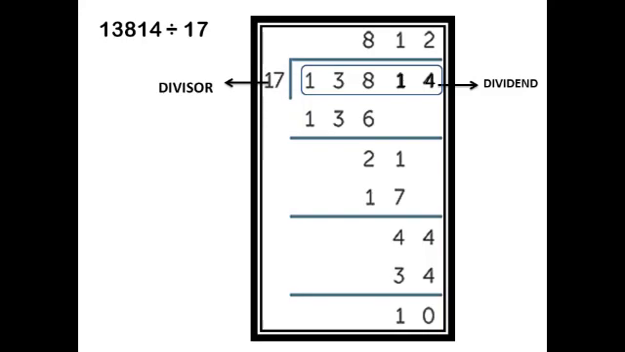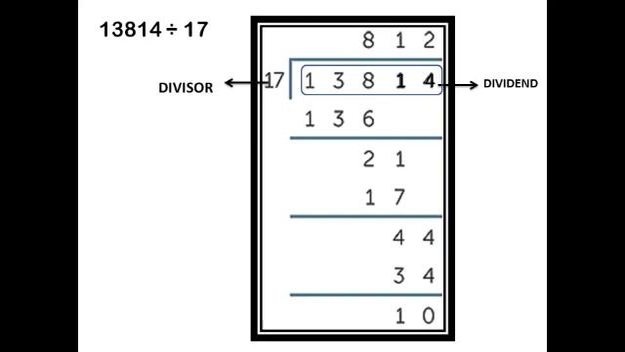Okay, let's start dividing. Here the divisor is a 2-digit number. So we will take the first 2 digits from the dividend. It is 13 here. But 17 is greater than 13. So you will take 3 digits. So you will take 1, 3 and 8 and start multiplying each number with 17 to get the number 138. But 17 goes in 138 how many times? 8 times. So 17 8s are 136.